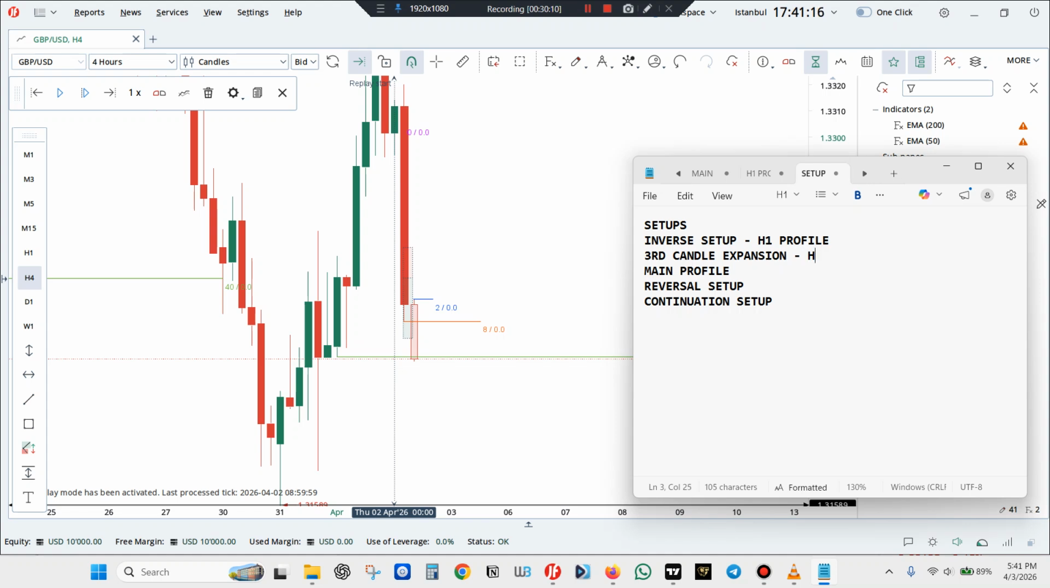So this is also an H1 profile. Then we have the main profile, of course, which I've said is the H4 profile. And anytime our H4 profile doesn't play out, it reverses on us, price reverses on us, it means the algorithm has changed from delivering price on H4 profile. It has switched back to the lower profile, which is now the H1 profile.